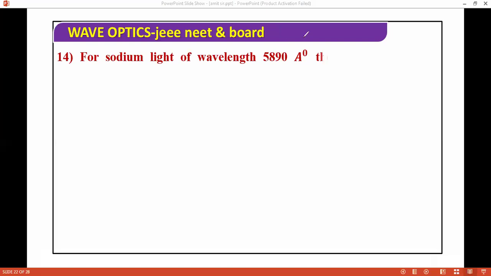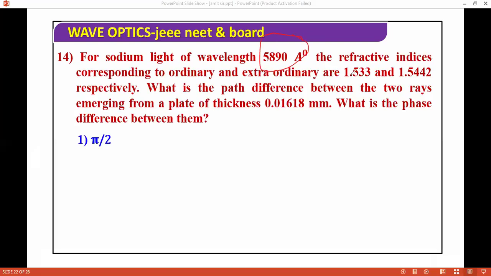For sodium light of wavelength 5890 angstroms, the refractive indices of the ordinary and extraordinary rays are given. What is the path difference between the two rays emerging from a plate of thickness t? And what is the phase difference between them? So the question asks for the path difference between the two rays emerging from the plate, and also the phase difference.